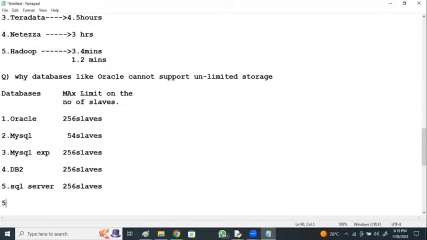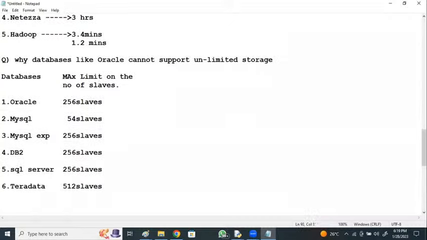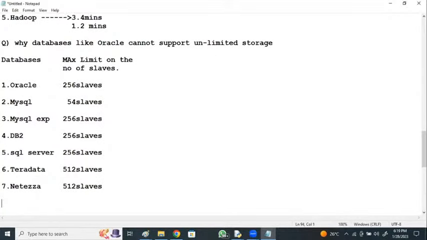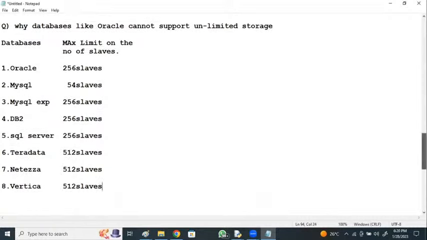But we have some specialized databases like Teradata. Teradata can support nearly 512 slave systems for storing its data. Netezza can also support 512 slaves. Vertica also can support nearly 512 slaves for storing its data.